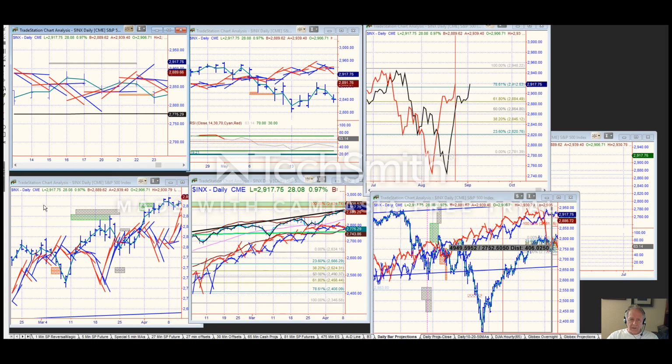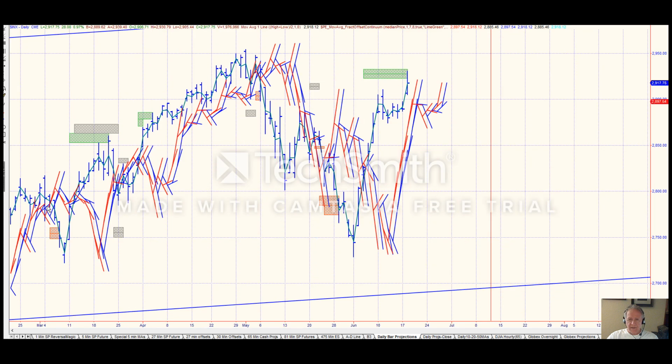Let's go out to the next longer offset and see where we stand on that one. Now this one is interesting. This projection was just met today. It was generated back here this day when we went above both of these offset lines, the red and the blue offset lines, and we finally reached into that projection window today, which makes it very interesting.